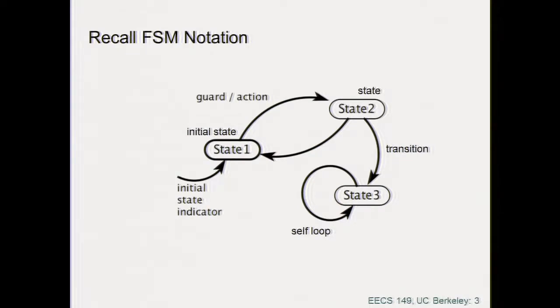Okay. Now, recall the finite state machine notation. We have states that are labeled with a name and are encoded in a particular form. Then you have a guard that tells you when you can take a transition on the finite state machine. Corresponding to that transition, there is a setting of an output. And so the way in which we indicate that, we say guard/action.